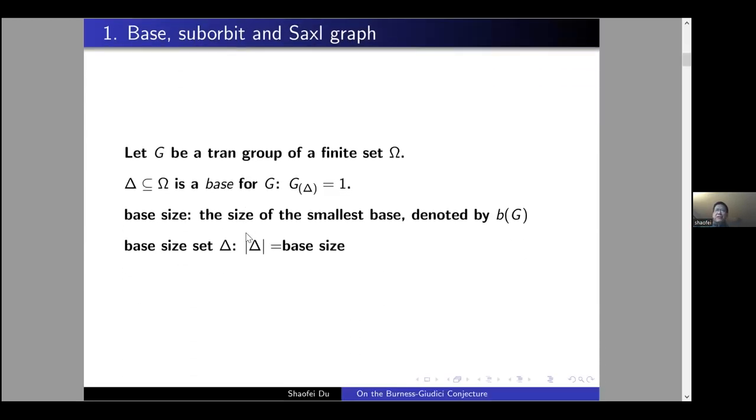Okay, we'll start from very basic definitions. Let G be a transitive group on Omega. For a subset Delta of Omega, we call it a base for G if the stabilizer of this Delta is the identity. It means the pointwise stabilizer of all the points of Delta is trivial. The base size is the size of the smallest base, denoted by b(G).